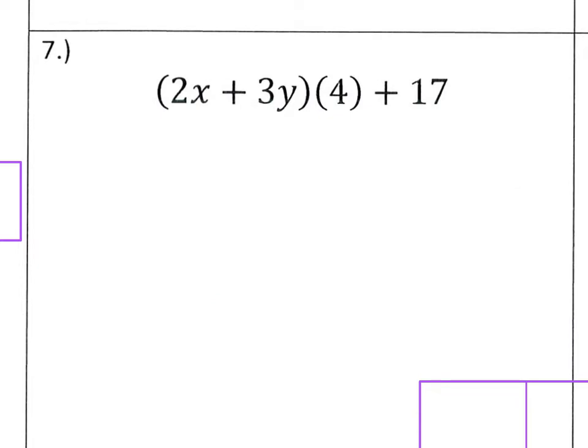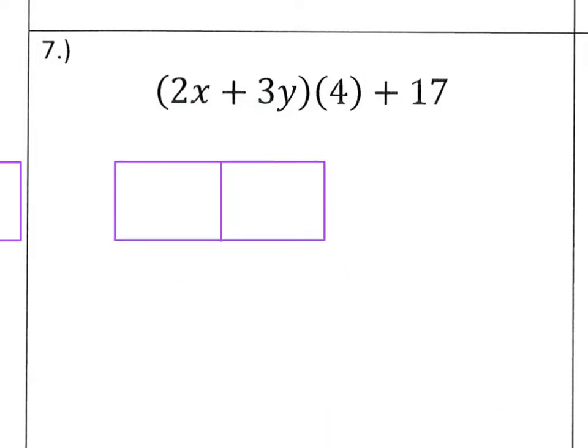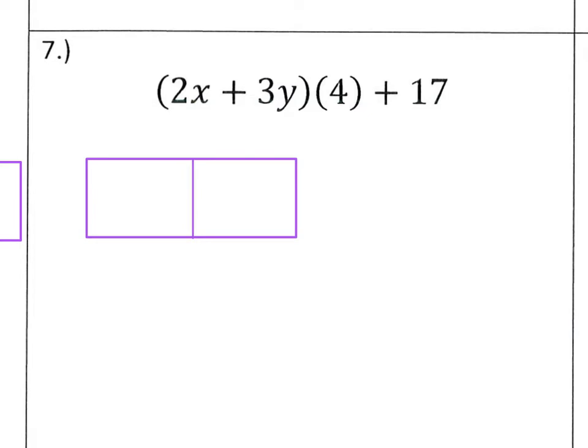Okay, so for number 7, when I'm looking at this, I see it's 2x plus 3y in parentheses, and then there's a times 4 here. This is really no different than if it were rewritten with the 4 in front, so it looked similar to what 5 and 6 look like. So it's still an area model. It's still going to need the box because I'm multiplying one term, the 4, times two terms, the 2x and the 3y. So 2x plus 3y. So just for consistency, I'm going to keep it this way.